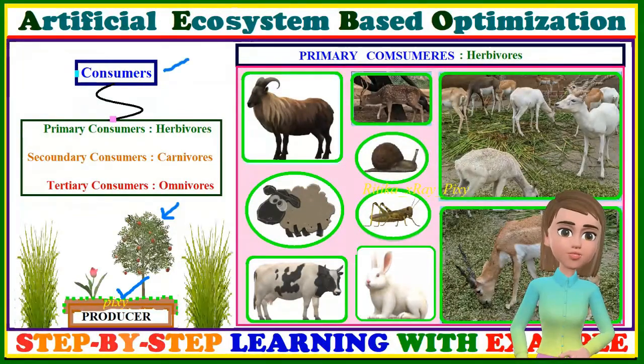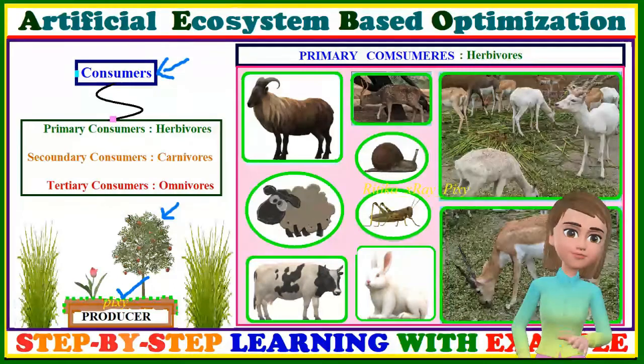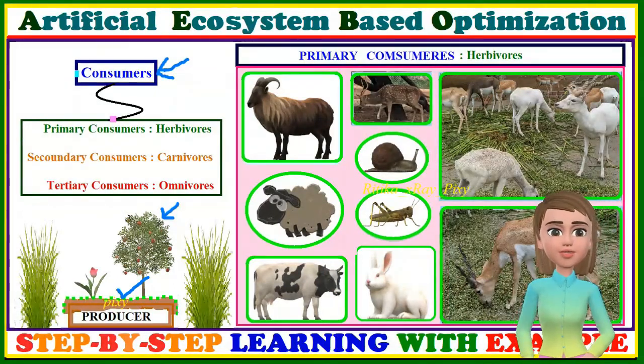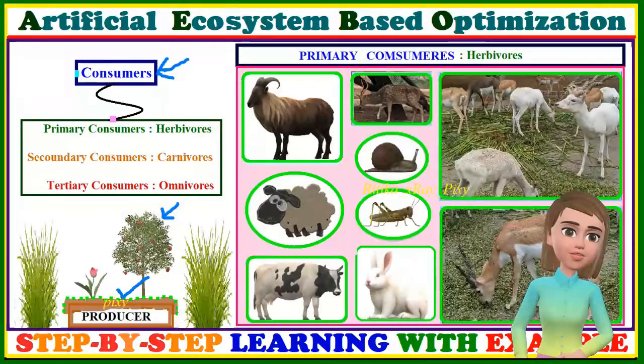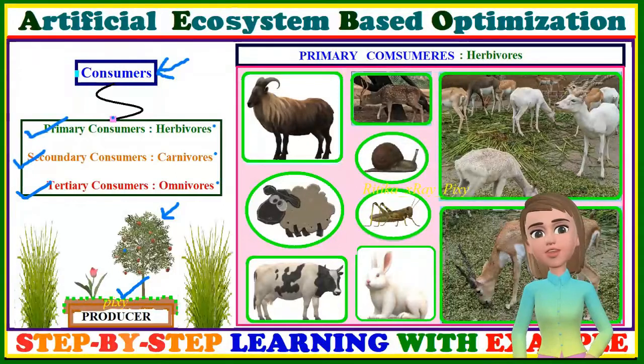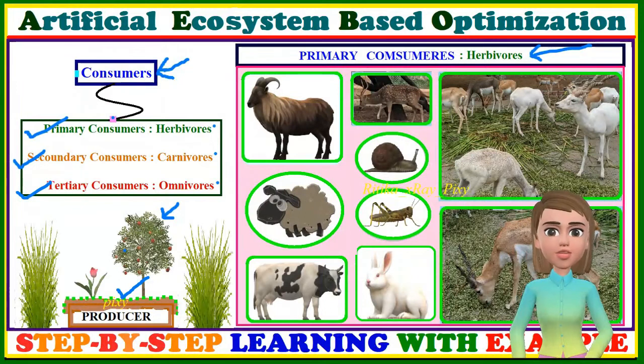Next, we have consumers. Consumers cannot make their own food like producers. They are dependent on either producers or on other consumers for food and energy. Here you can see consumers are further classified as primary consumers, herbivores, secondary consumers, carnivores, and tertiary consumers, omnivores.